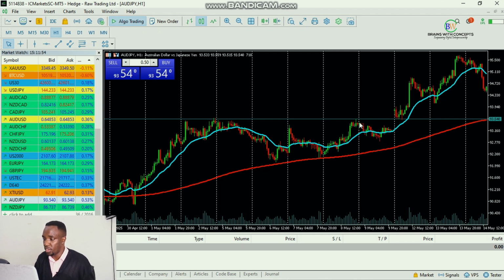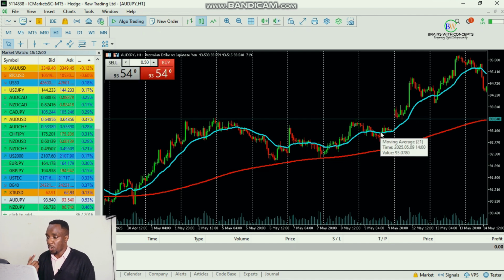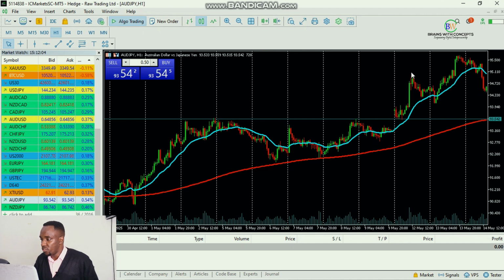For our illustration here, we can see the price did pull back, gave us this bullish engulfing, which could have been our confirmation. Another example is this here. Price did pull back, and around this 21 moving average, it gave us an example of a bullish harami, which would have been our confirmation.